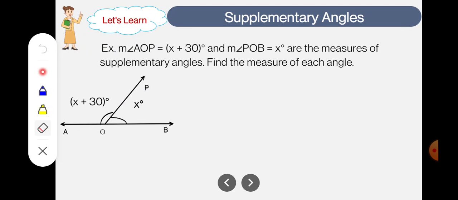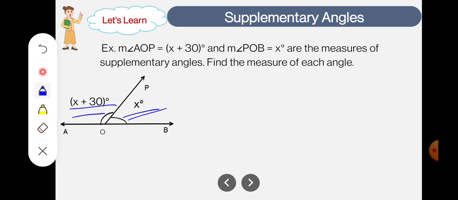Let us look at some examples. In the figure below, measure of angle AOP is x plus 30 degrees and measure of angle POB is x degrees, and these are the measures of supplementary angles. Now we want to find the measure of each angle. The measures are given in terms of a variable, but we need to find the value. So what will you do? We know the definition of supplementary angles. What does it say? If the sum of the measures of two angles is 180 degrees, then they are supplementary angles.